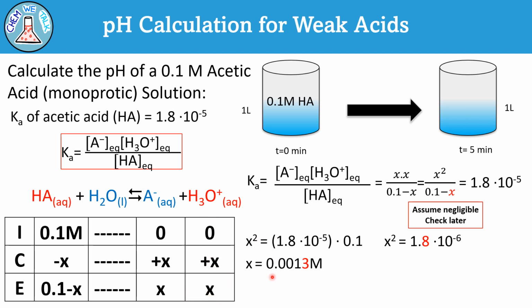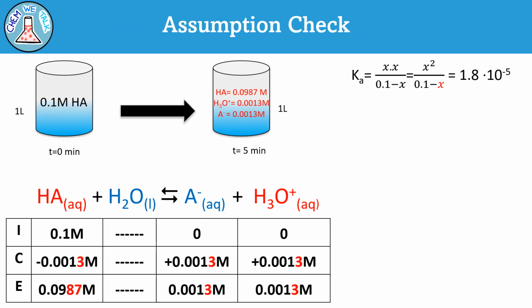So if we know the H3O+ concentration, we can calculate the pH. Simply take the negative log of x here in our table, which is going to be 2.87. If you remember, for HCl it was 1, now it is 2.87 for the same concentration. All right, but let's check our assumption.